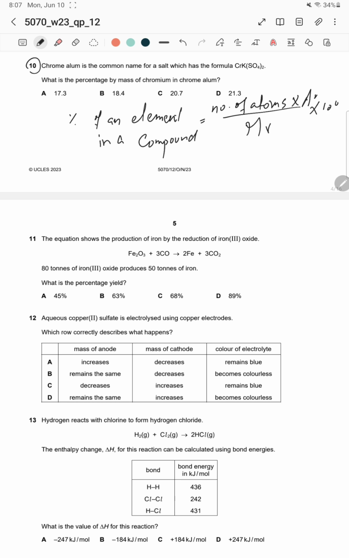So you have already studied the formula. Here in the case of chromium, how many atoms of chromium are there? 1 multiplied by AR of chromium 52 divided by MR of CrK(SO4)2. You will put it here after calculation and then multiply by 100. The answer for question number 10 that you will get after this is 18.4%. So this will be option B.